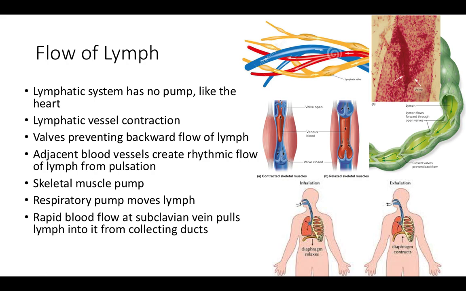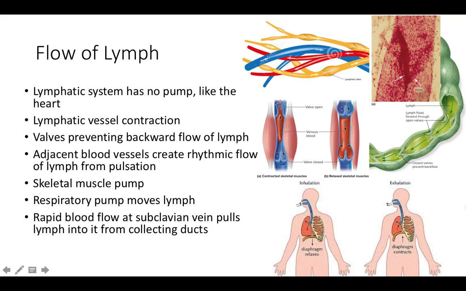And then also, they run adjacent to blood vessels. Okay, so the blood vessels are receiving this rhythmic pulsation of the heart, and that creates a rhythmic pulsation of the lymphatic vessels as well, just due to the fact that they run alongside of them.